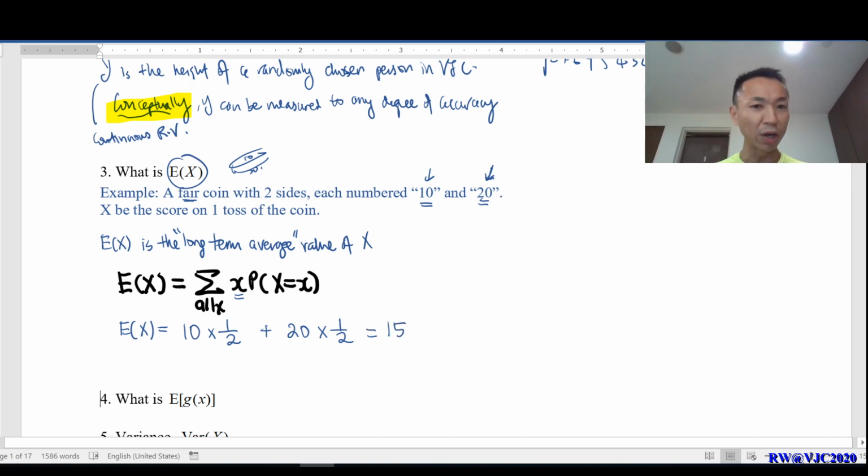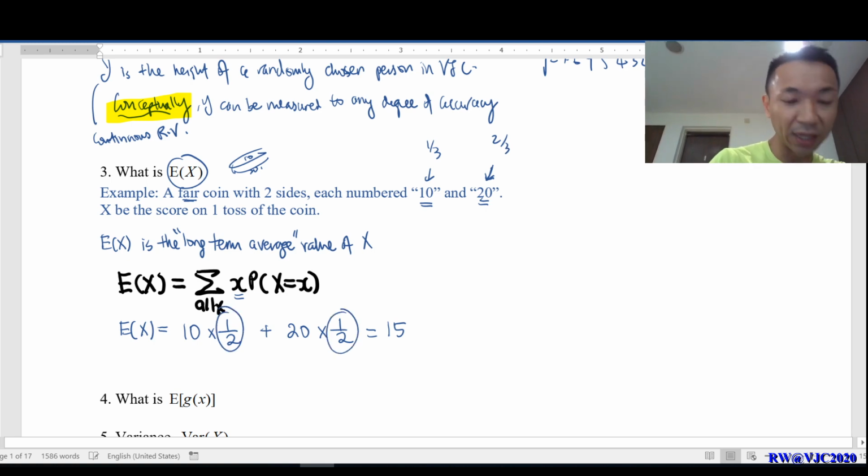Now you can work on it a different way. If it's not a fair coin, where for example maybe this one takes up 1/3, this one takes up 2/3 probability, then you just change. This one becomes 2/3, this one becomes 1/3. Then of course the long-term average value of X is different. But we're not going to do that. We just use a very simple case.